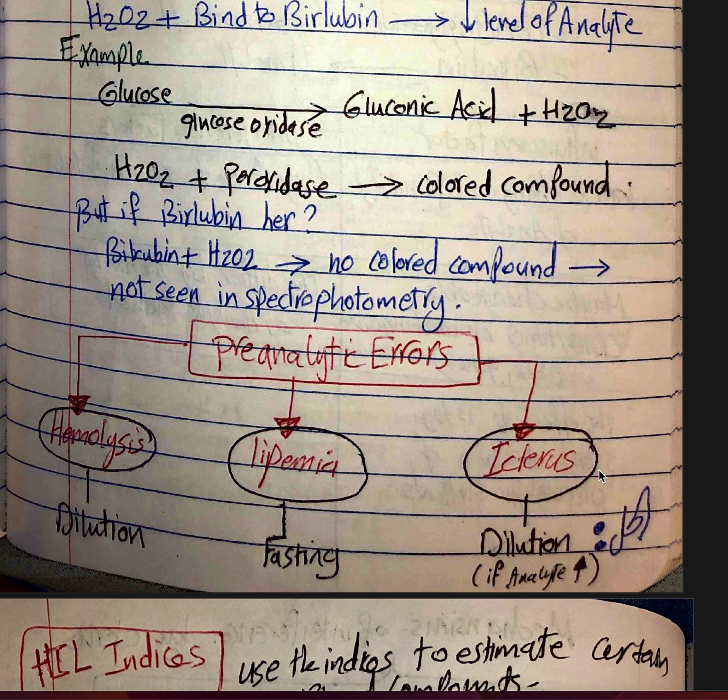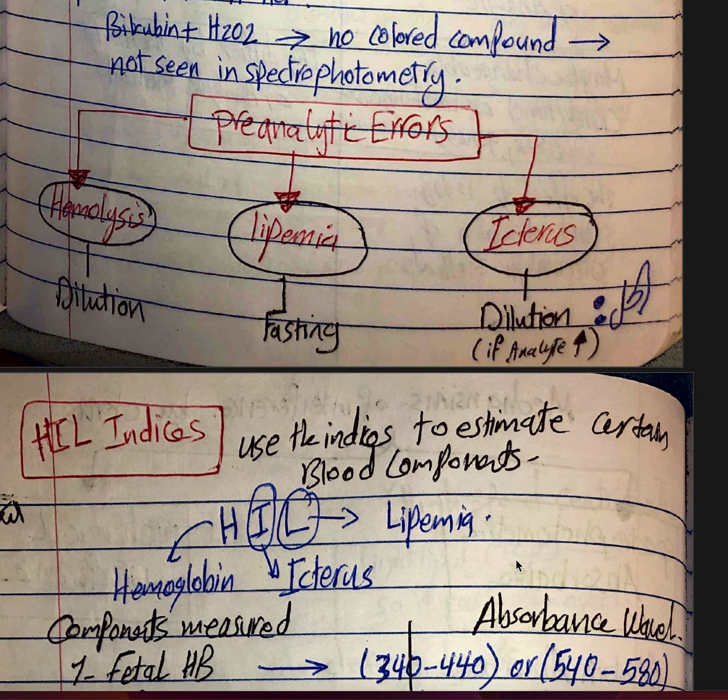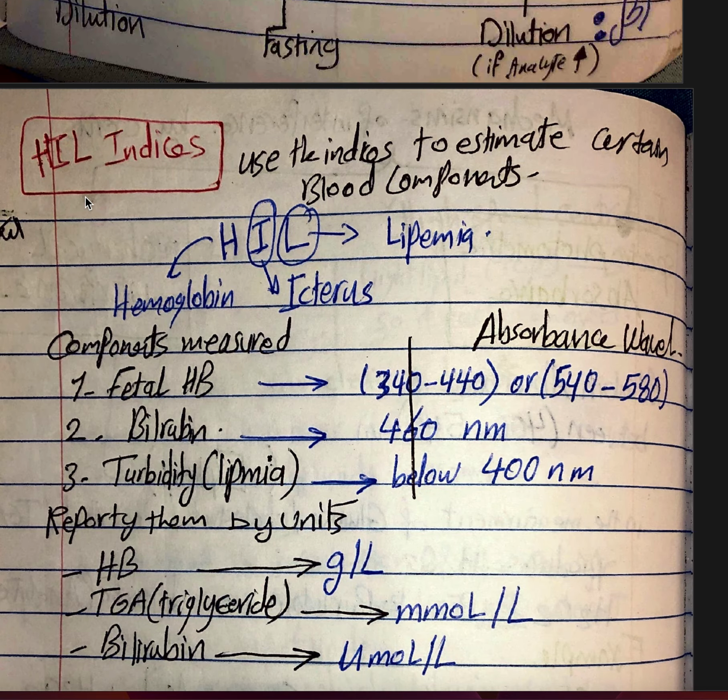What is the solution for them? Hemolysis by dilution, lipemia by fasting, icterus by dilution also. So we have something called HIL indices: H hemolysis, I icterus, L lipemia. These indices are used to estimate certain blood components. Again, H hemoglobin or hemolysis, I icterus, and lipemia.